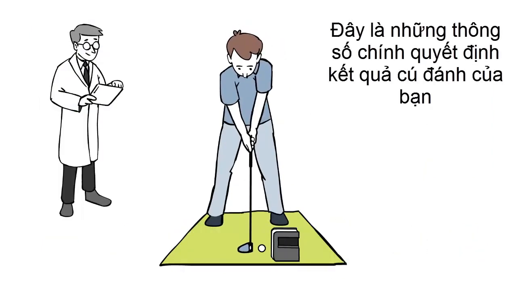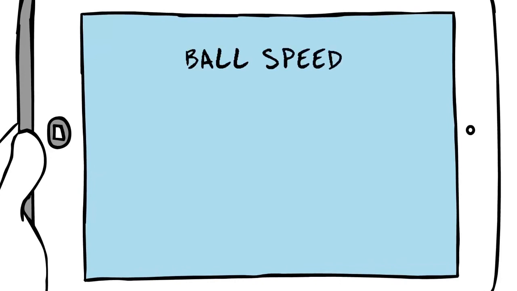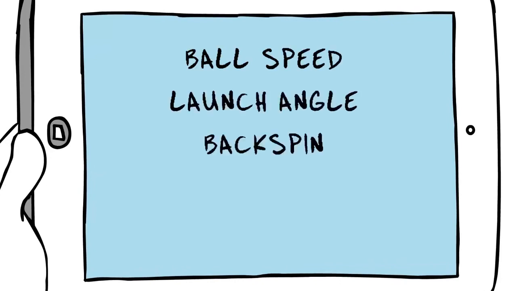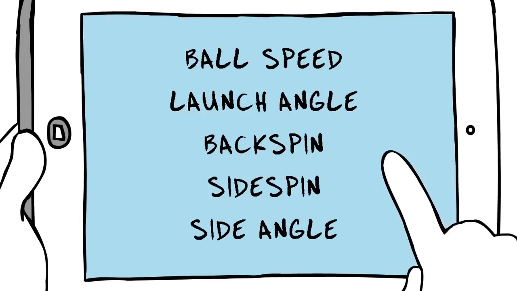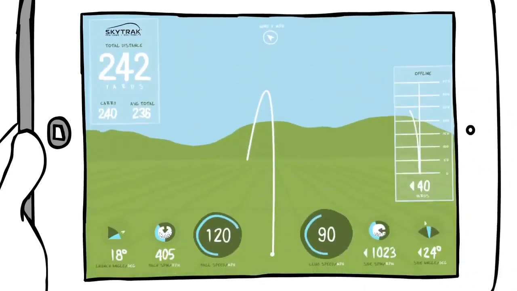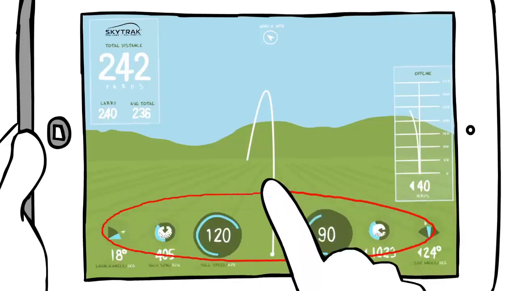With Skytrak's accurate and reliable golf ball measurements, the following data parameters are captured for every shot: ball speed, launch angle, backspin, side spin, and side angle. By collecting this set of data, the physics of golf can be used to project the actual ball flight. This simple concept is the foundation of how Skytrak works.